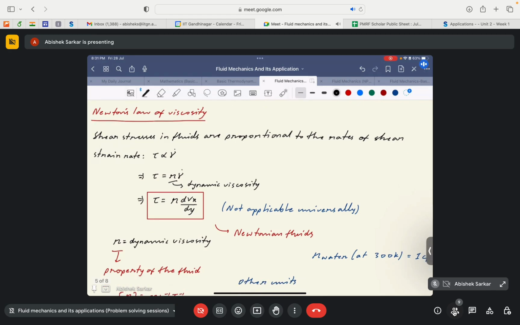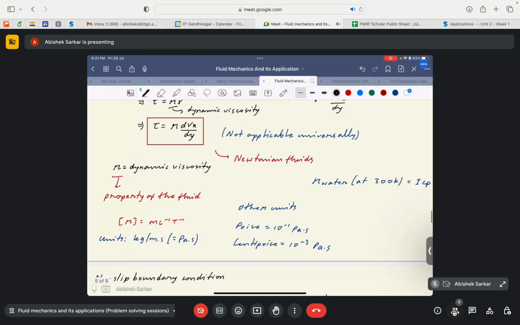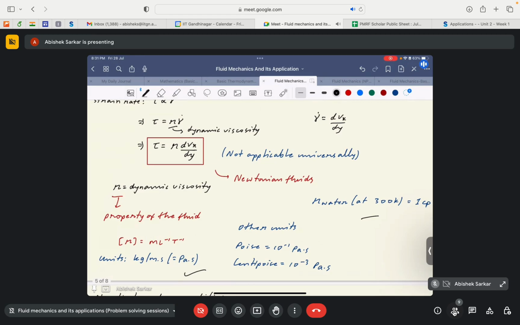In the case of Couette flow, we saw that the deformation rate is given by this, so if we substitute it, we can write tau is equal to mu dvx by dy. Again, this relation between the stress and the strain rate is not applicable universally, and is only applicable for Newtonian fluids. So these are the units, I guess it's not that important, but what is more important for me to tell is about the applicability of Newton's law of viscosity and the Newtonian fluids.